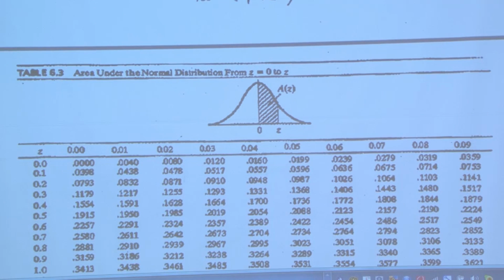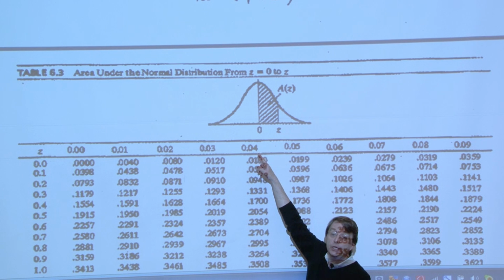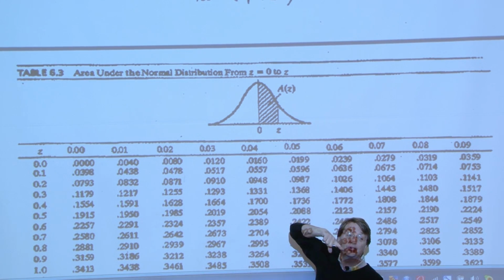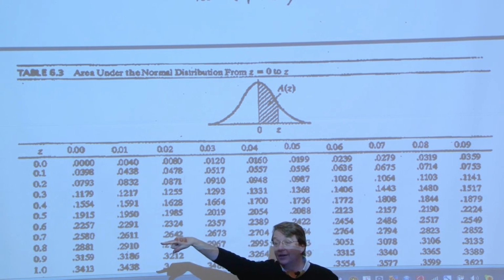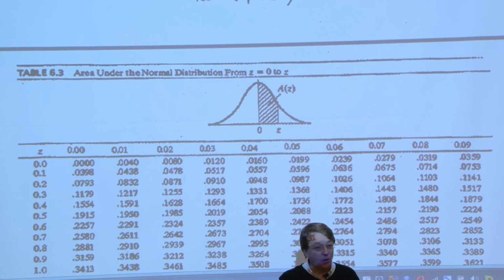Look at this right here. This gives us the area from 0 to z. What I want is the area from z to plus infinity. How do I do this?